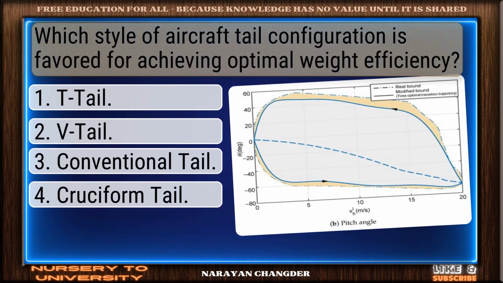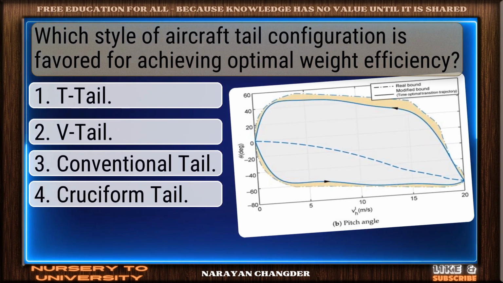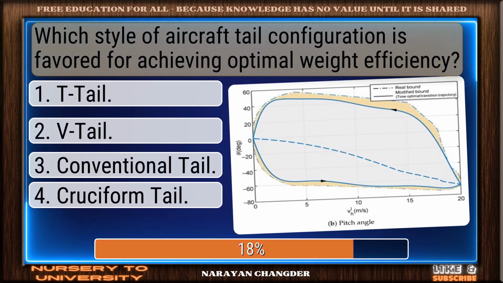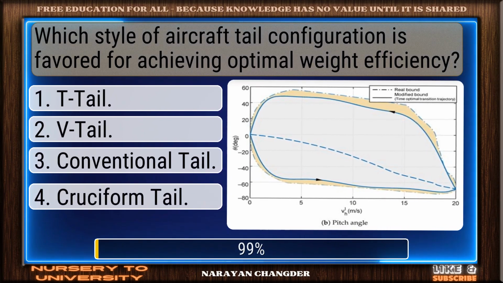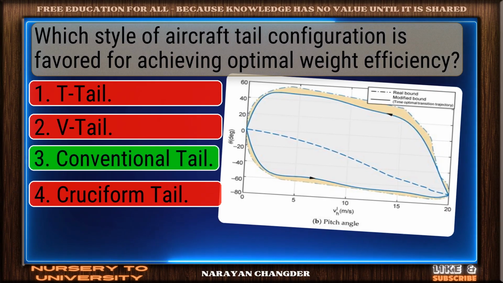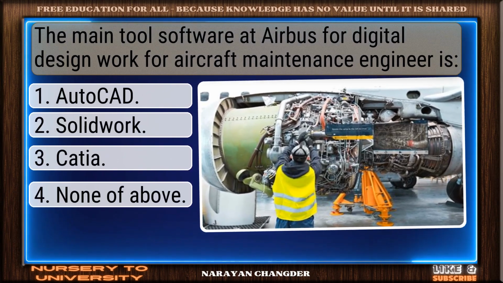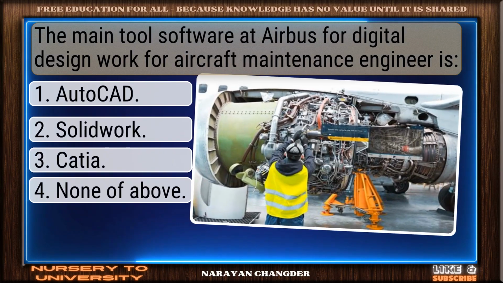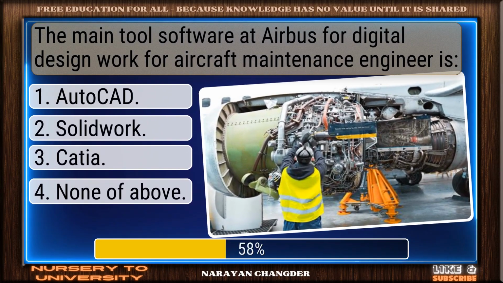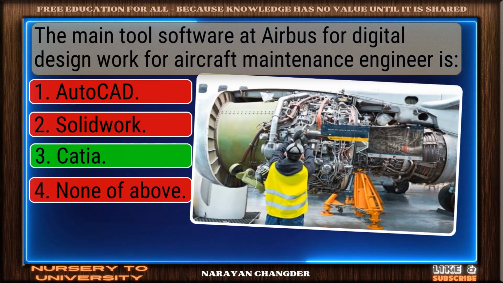Which style of aircraft tail configuration is favored for achieving optimal weight efficiency? Excellent choice. Conventional tail is the right answer. The main tool software at Airbus for digital design work for aircraft maintenance engineer is... On track. Geisha is the correct answer.